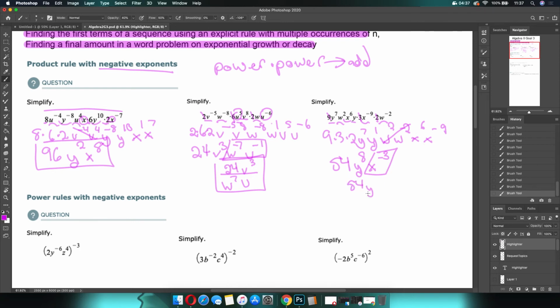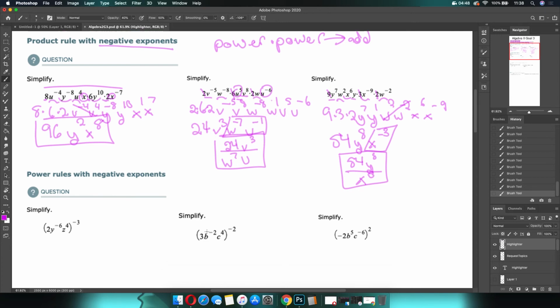54 y to the 8th over x cubed. And as a reminder, once you flip where it is in the fraction bar, the whole point of doing that is that your exponent becomes positive, which is what the universe wants.